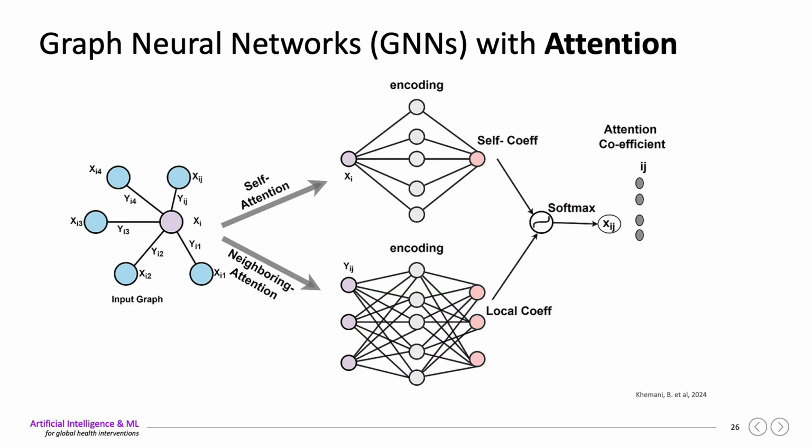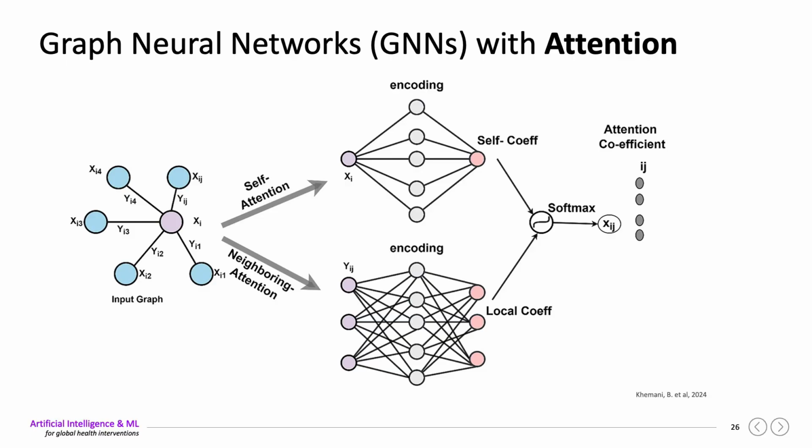Now we add attention to graphs, titled Graph Neural Networks with Attention, and credited to Kamani and colleagues, 2024. This slide shows the core idea of attention on graphs. An input graph has a central node x_i with neighbors x_i-1 through x_i-4, connected by edges y. The representation is pushed through two encoding paths, a self-attention path that produces a self-coefficient from x_i, and a neighboring attention path that produces local coefficients from the neighbor relationships. These are combined through a softmax to produce attention coefficients, denoted alpha_ij.